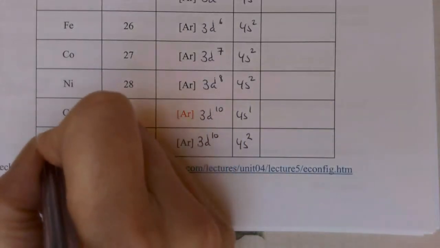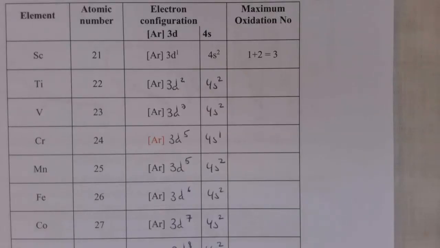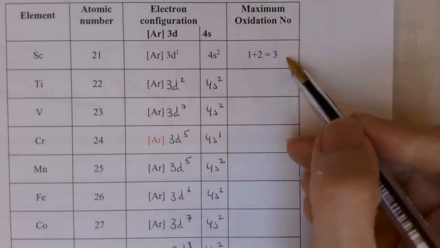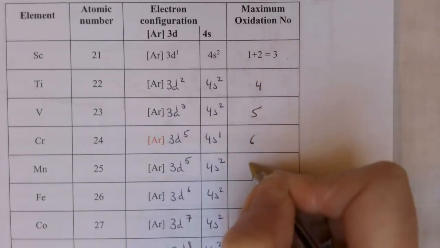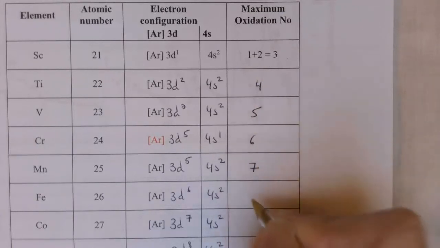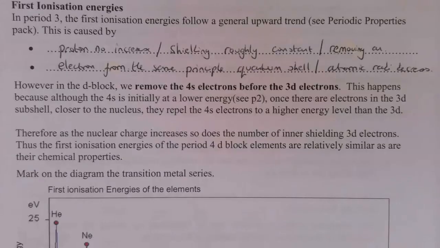But do remember, zinc and scandium are not transition metals because they don't form stable ions with incompletely filled d orbitals. In terms of the maximum oxidation state, it goes up to a maximum of 7 and then back down again. So the maximum oxidation state we can get for scandium is 3, titanium 4, 5, 6, 7, and then 6, 5, 4, 3, and 2.